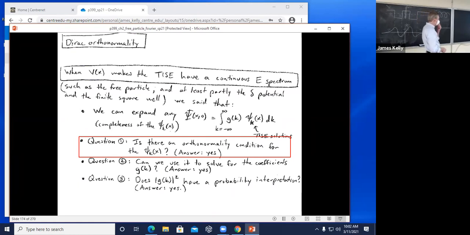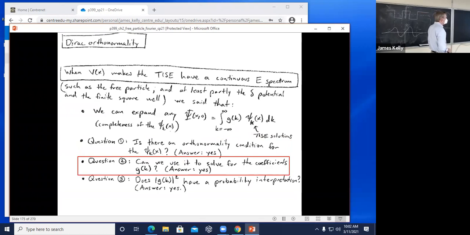Okay, so we've answered question 1. Any questions about that kind of idea? So when we write down those energy eigenfunctions, we're going to preferentially put a 1 over root 2 pi out in front of them. At least I'm giving some motivation for that. So there is a sense in which they're orthonormal. It's not normal orthonormality, but it's Dirac orthonormality with respect to that parameter k.